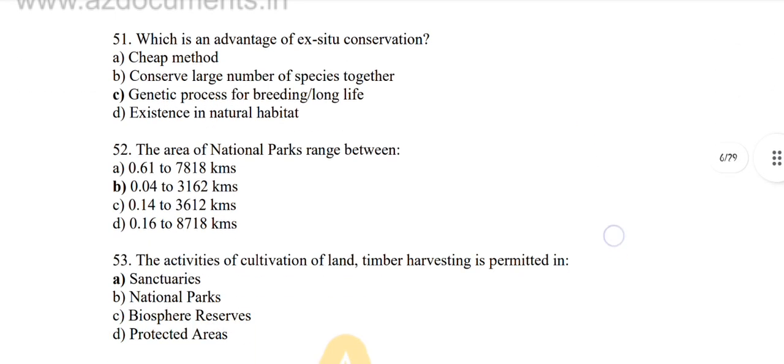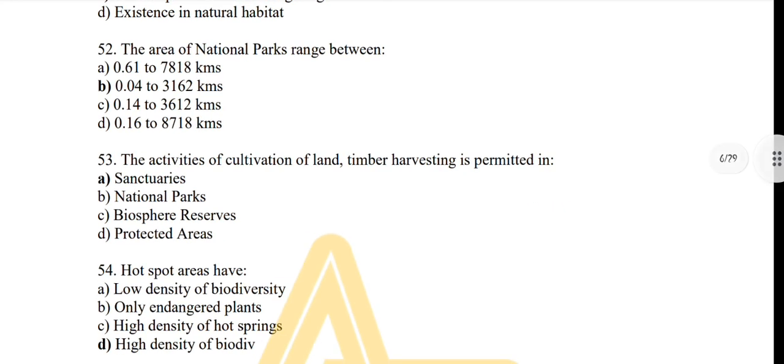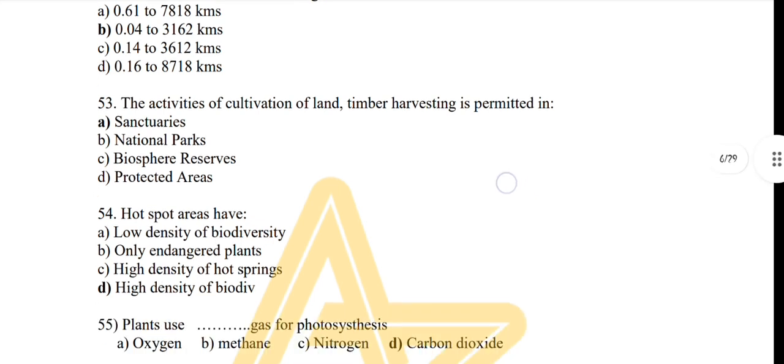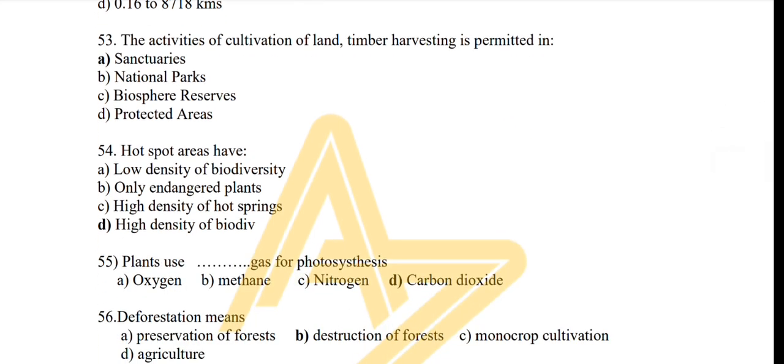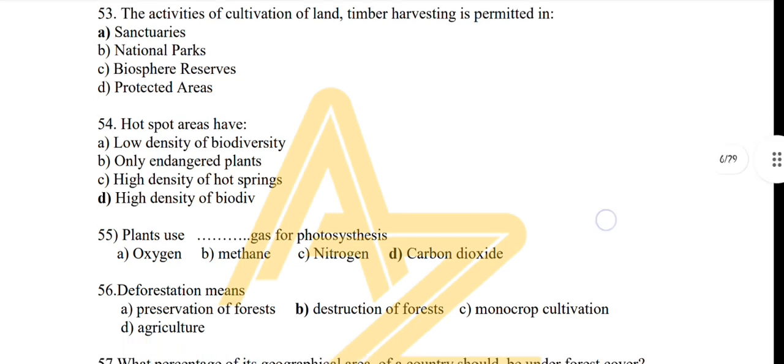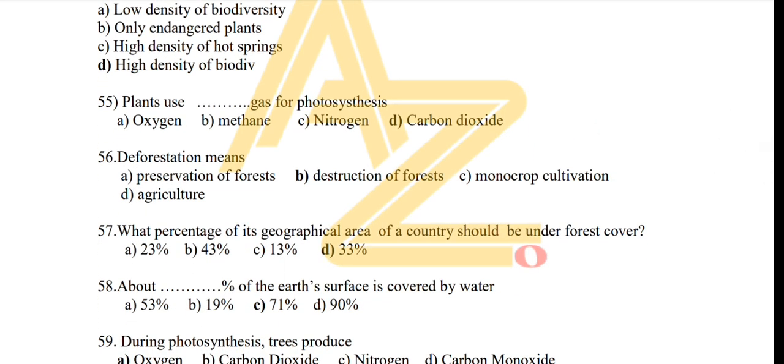52nd question. The area of national parks ranges between 0.04 and 3162 kilometers. 53rd question. The activities of cultivation of land and timber harvesting are permitted in sanctuaries. Hotspot areas have, option D, high density of biodiversity. 55th question. Plants use a gas for photosynthesis: carbon dioxide.